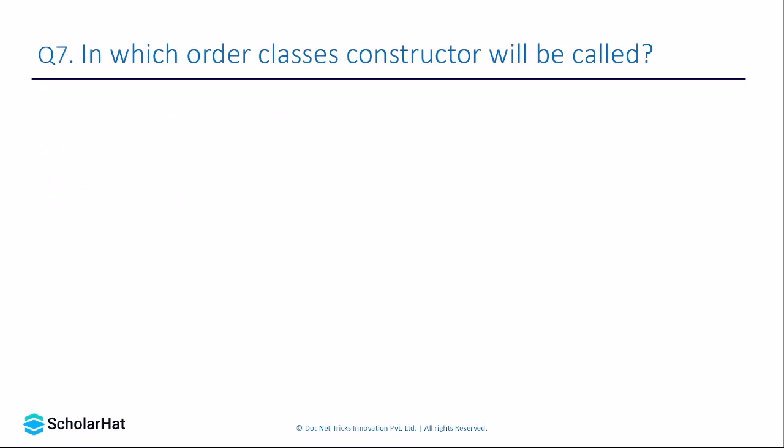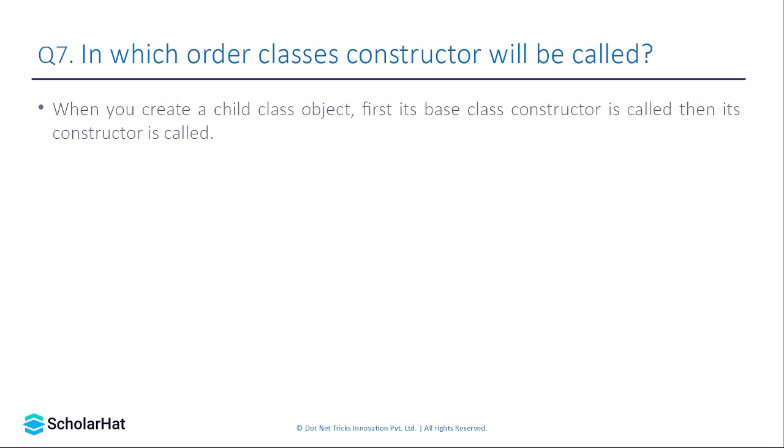Our next topic is the order in which the constructors will be called. We have learned the concept of inheritance, and we have seen how classes can act as a base class and a child class. Now we will understand, if we have a base class and a child class, and both classes have a constructor, how these constructors are called. So when you create a child class object, first the base class constructor is called, and then the child class constructor is called. Please pay attention to this line.